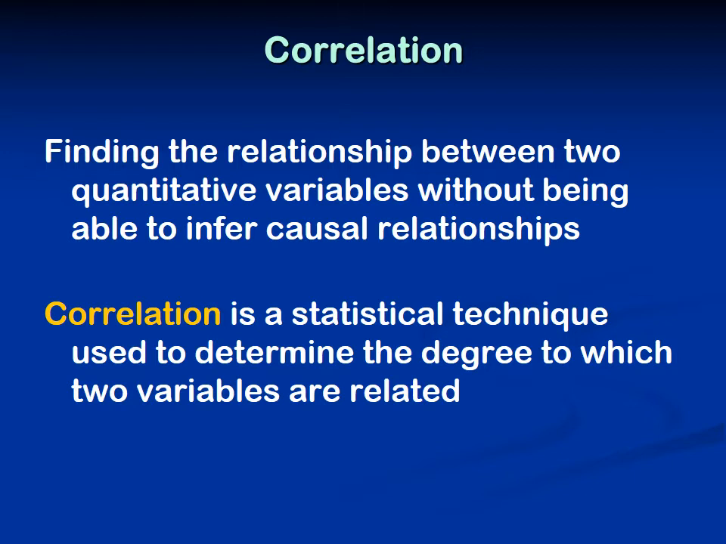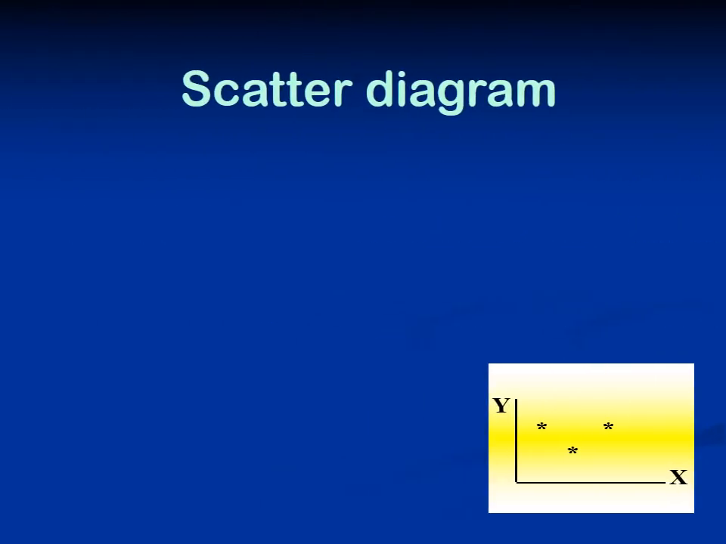It gives you a degree to which the variables you're looking at are related. And yet, regression only describes the relationship. It shows you how the relationship is. It shows you how the variables are related. And correlation will measure the strength of that relationship.